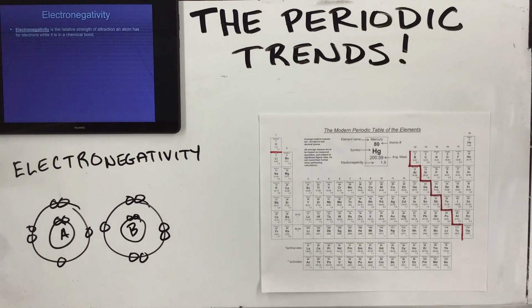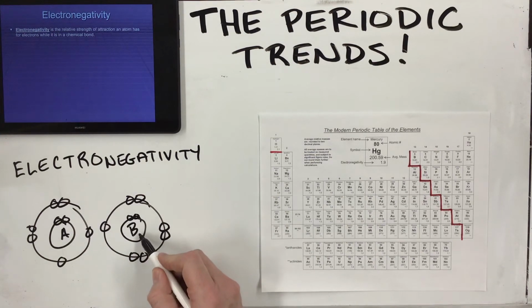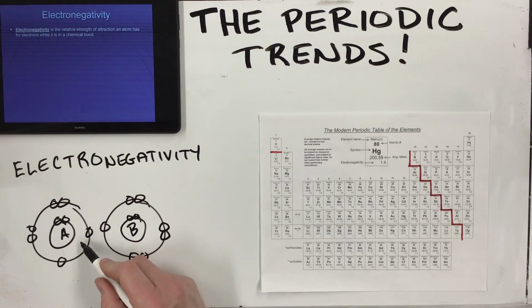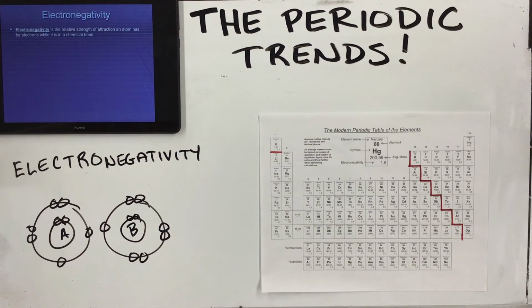That strength of attraction, right? This atom, atom B, is going to try to steal atom A's electrons. And atom A is going to try to steal atom B's electrons. Your strength of attraction to the other guy's electrons to try to steal them, that's electronegativity. I call it electron grabbing muscle, right?